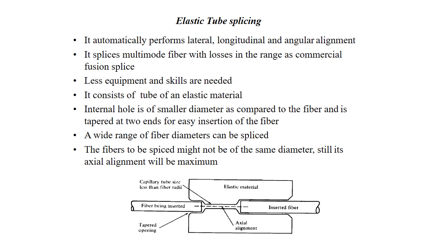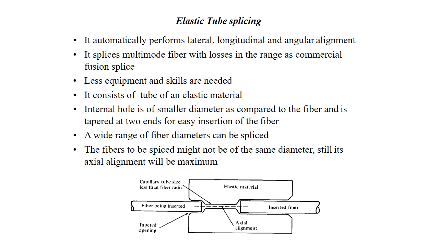Next one is elastic tube splicing. The elastic tube splice is a unique device that automatically performs lateral, longitudinal and angular alignment. It splices multimode fibers to give losses in the same range as commercial fusion splices, but much less equipment and skill are needed.